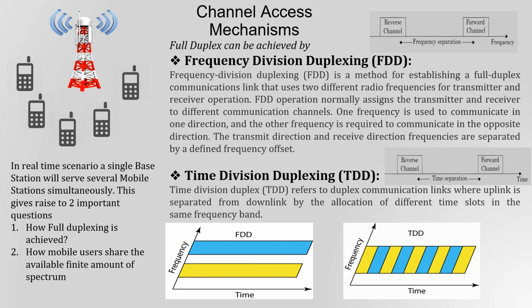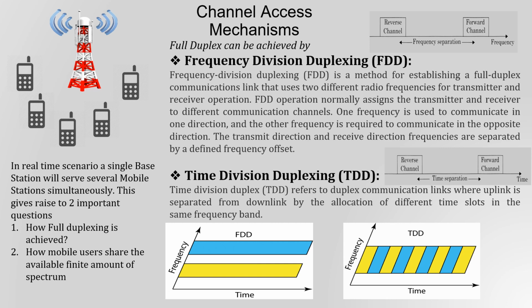So how is this even possible? There are two questions which have to be addressed. The first question is how full duplexing is achieved, which means we all know that the link existing between the base station and mobile station is a full duplex link. So how is that full duplex link achieved, and what is the technology or principle behind achieving it? That is the very first question I have to address.